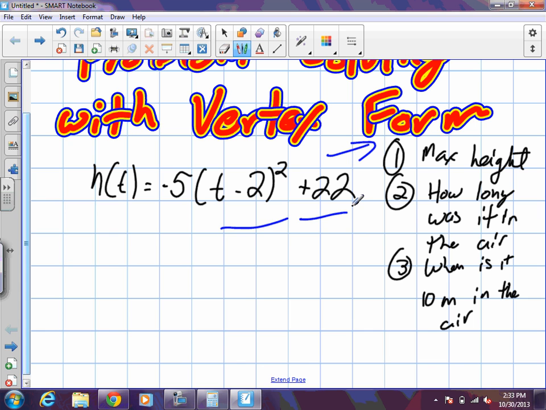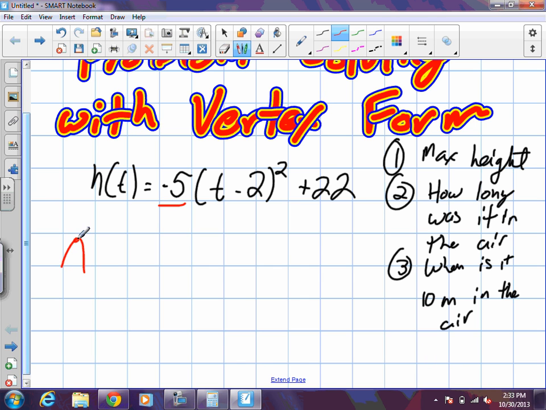Does vertex form help us find max height easily? Yeah, what is the max height of this rock? 22. 22, right? The vertex is the maximum or minimum. Because it's facing down, okay, because that's negative, we know it has a max value. And at what time is it at its max height? At 2 seconds, right? This being our x value, and this being our y value. So, at 2 seconds, the rock is 22 meters into the air.